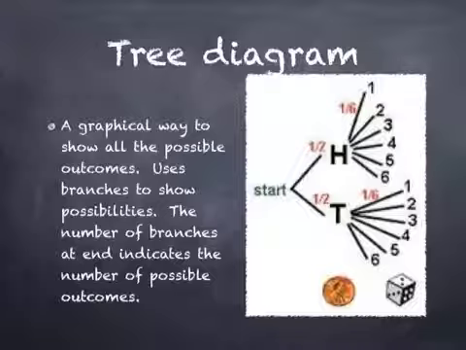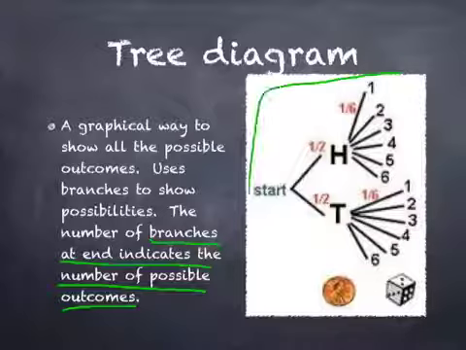Tree diagrams are a graphical way to show all the possible outcomes. It uses the branches to show all the different possibilities. The number of branches at the end indicates the number of possible outcomes. So the branches at the end indicate the total number of outcomes.